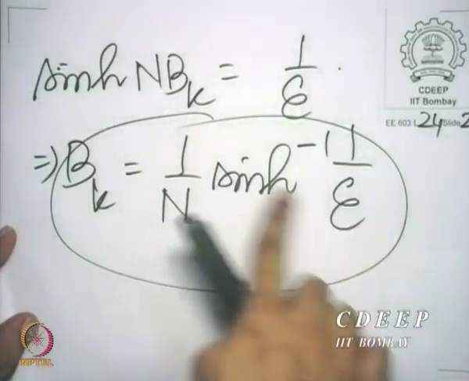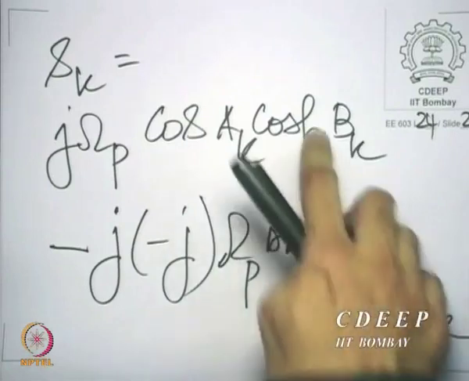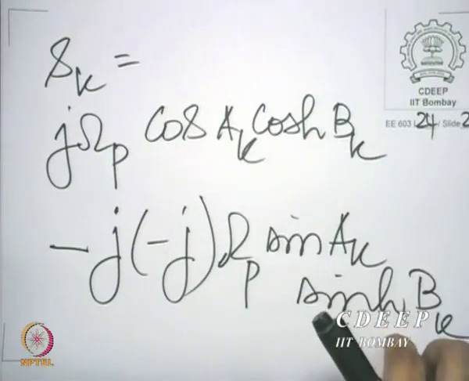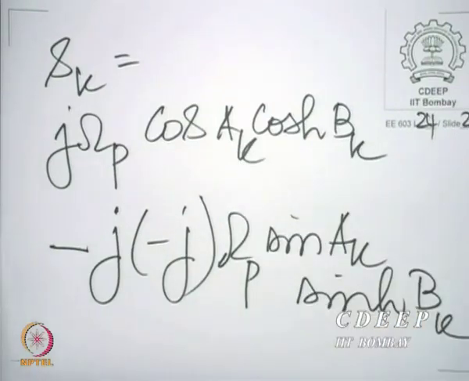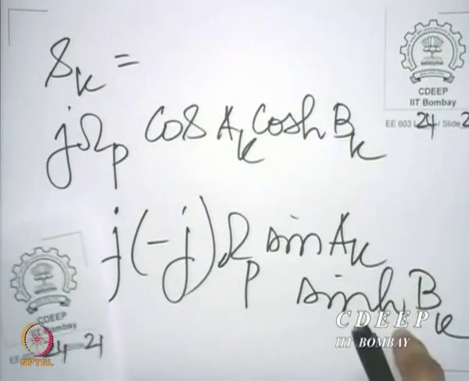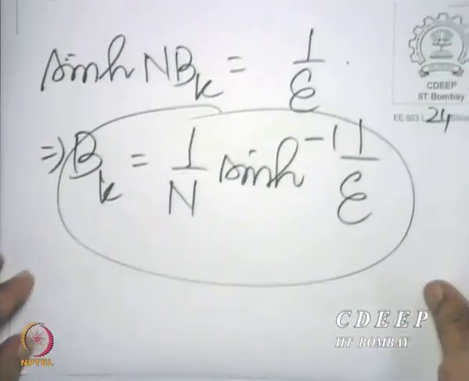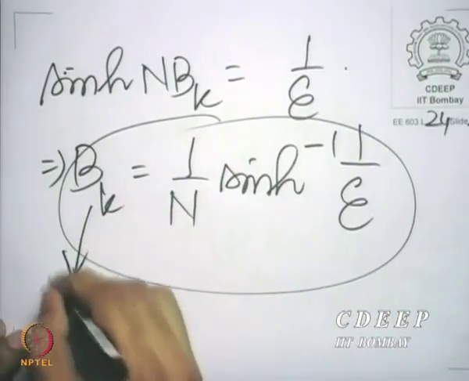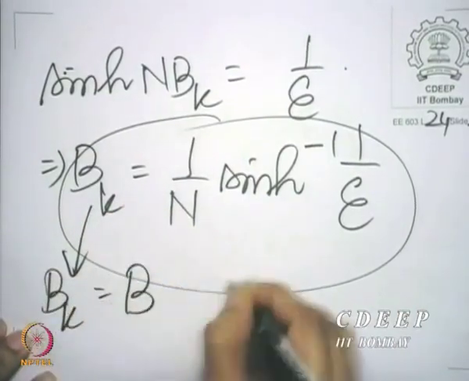Sinh b k is essentially 1 by epsilon, or rather, if you looked at it before, we have written an expression for b k here. So, b k is 1 by n sinh inverse of 1 by epsilon. So, neither sinh b k nor cosh b k have anything to do with k. So, we might as well just write cosh b and sinh b there. So, we will just write b k is equal to b for all k.